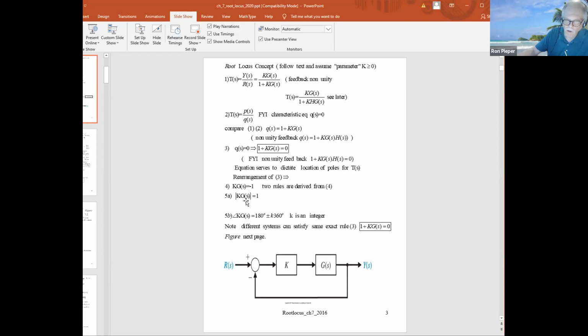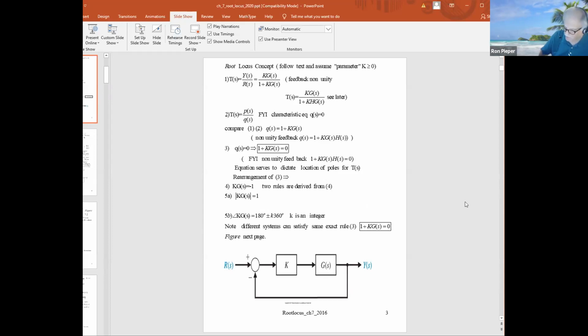From that, we can see that there's a condition placed on the magnitude of the K times G, which has to be real and positive, but in this case will be 1 because of the minus 1. And the second is that the angle associated with the complex quantity, since it's a minus 1, would be 180 plus multiples of 360, which of course brings you back to the negative real axis. So those two will come up again and again, as we'll see.